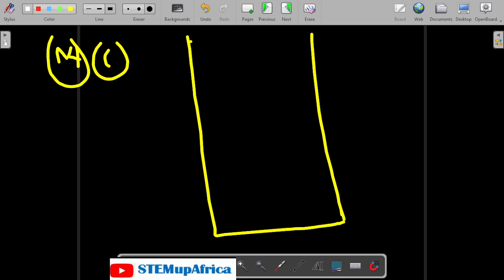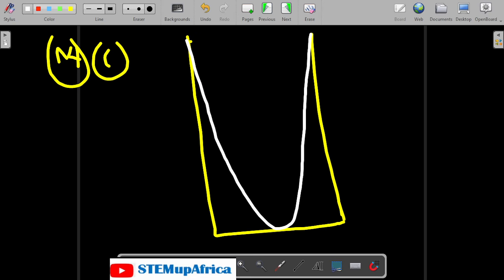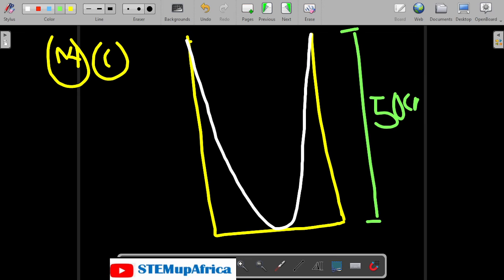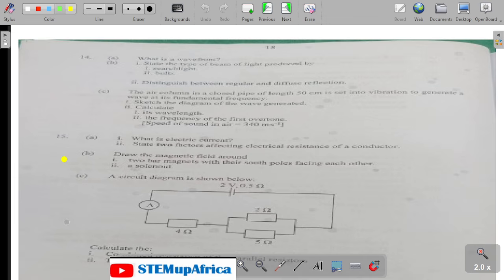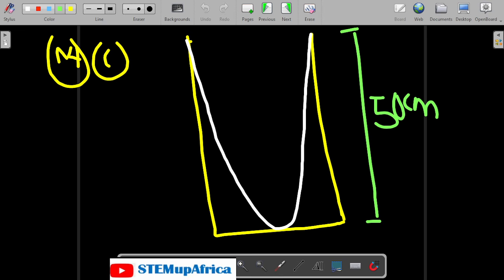For a closed pipe, you are going to have something like this. And the length of this pipe, according to the question, is 50 centimeters. Okay, so that is the diagram for it. That is 14C, Roman figure 1. So the length of the pipe is 50 cm.